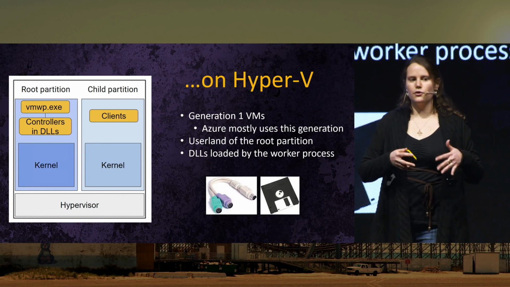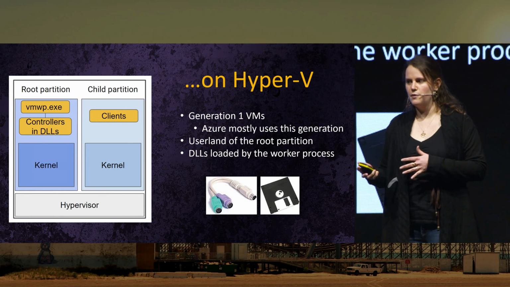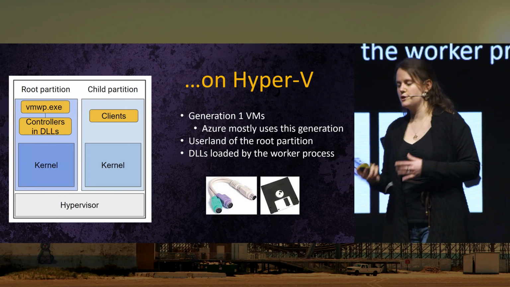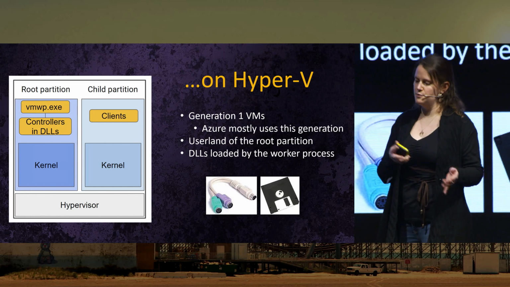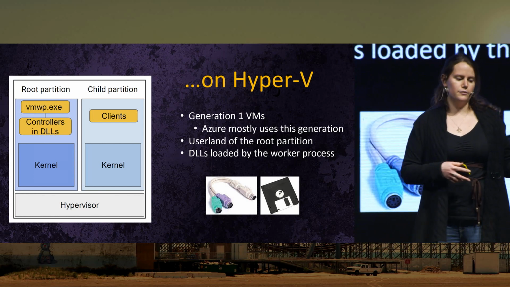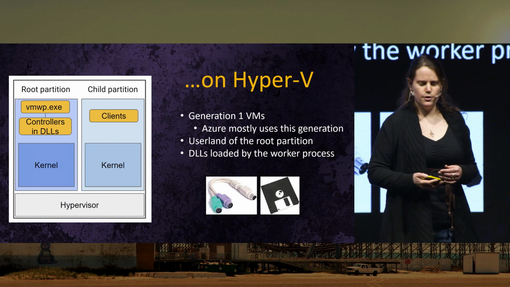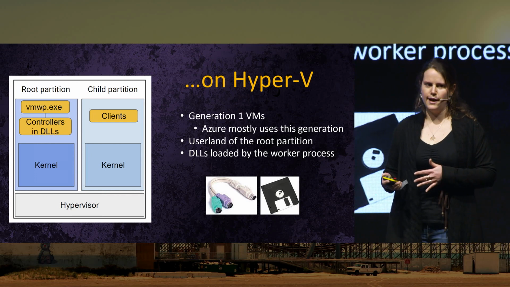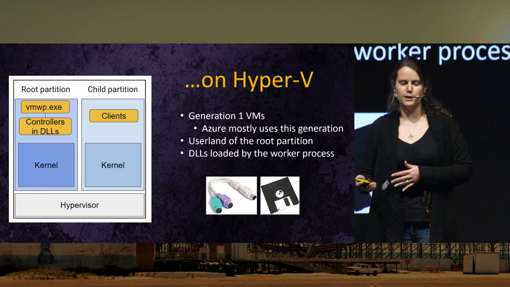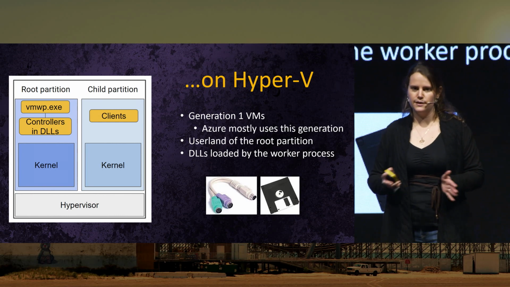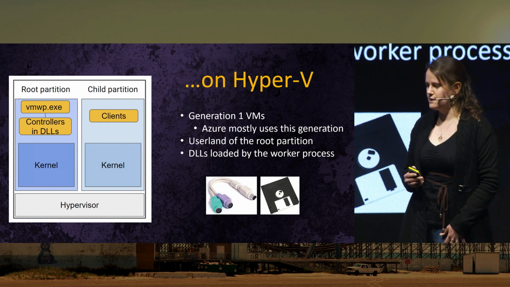This is true only for generation 1 VMs. If you're not familiar with that, there are two generations. Generation 1 is more legacy. Generation 2 has more modern features. When I started this research, Azure was mostly running generation 1. I assume it's moving a bit because of Windows 11. I don't know the status right now, but it seems to be still widely used.